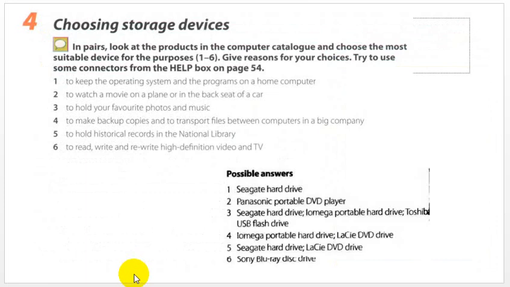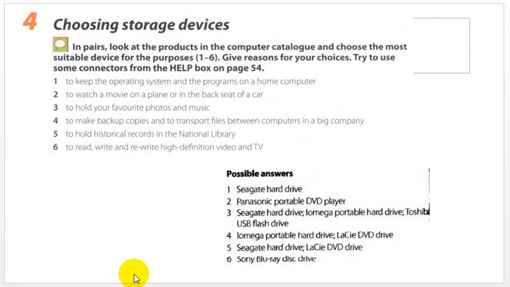Task number 4, choosing storage and devices. Look at the product in the computer catalog and choose the most suitable devices for the purposes. Give reasons for your choices. Try to use some connectors from the help box on page 54. To keep the operating system and programs on a home computer, that is Seagate hard drive.